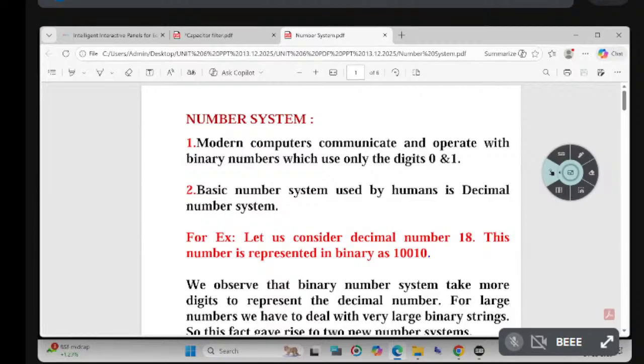Just listen first. Now the computer should understand the language called 0 and 1. The computer will understand only the language called 0 and 1.